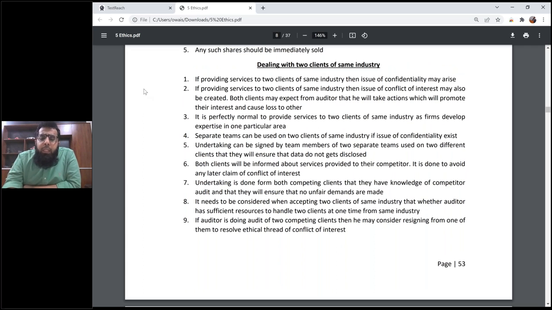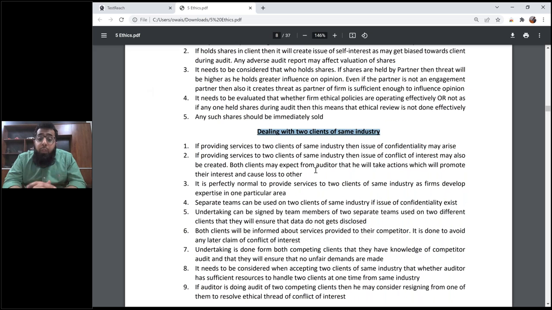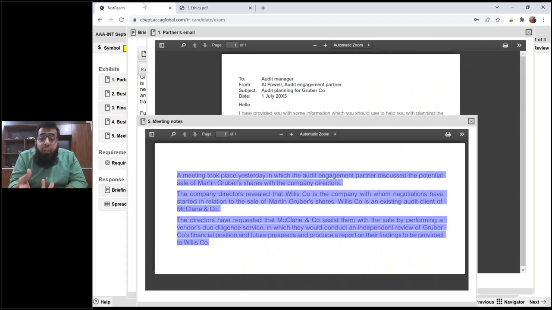But if I talk about this situation specifically, you can cover the point of conflict of interest. You can cover the point of confidentiality, that there will be issues of confidentiality. You can argue that we will become advocate of Martin Gruber, advocate of Gruber company, since we will be writing the report on their behalf to Willis company. Then you can discuss several actions you can take. You can use separate teams. You can give a disclosure, that okay, we will tell them that we are involved in such services.